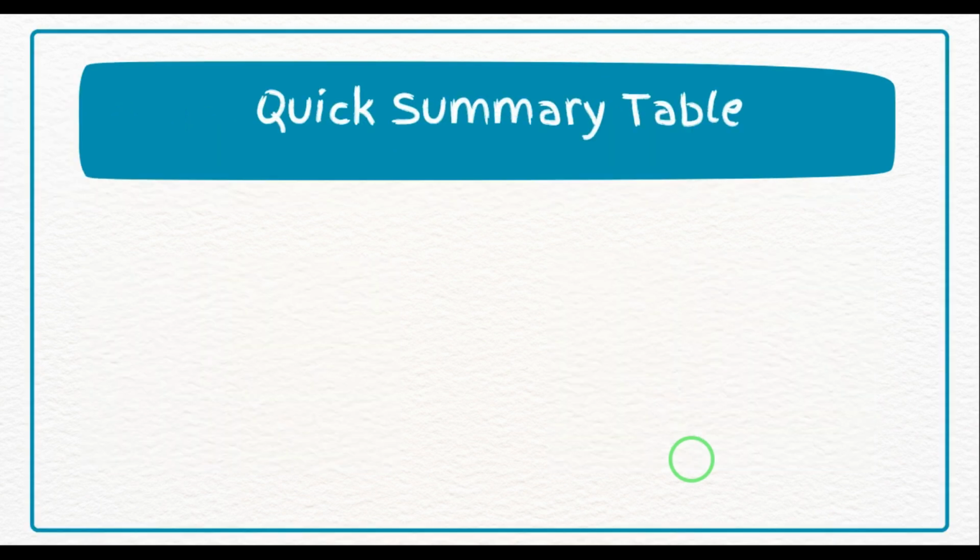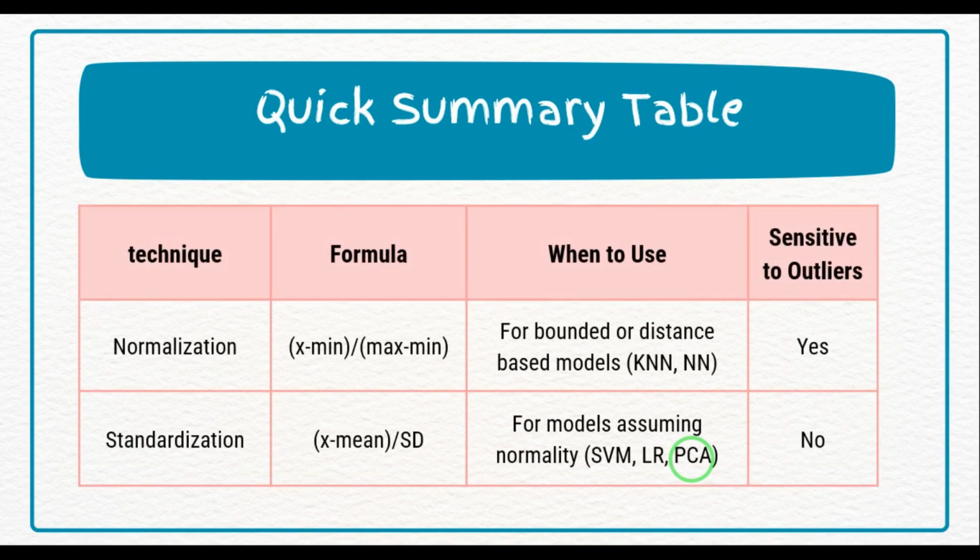Here is the summary. Use normalization when your data has fixed bounds and you're using distance-based models. And use standardization when your model assumes normally distributed features or when your data contains outliers, because it's not sensitive to them. Now let's connect this to real machine learning algorithms.